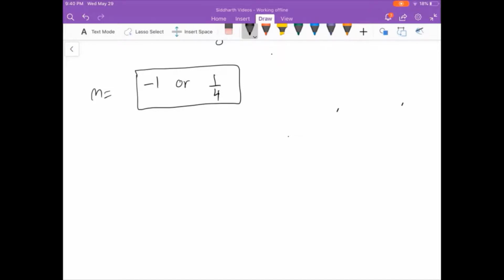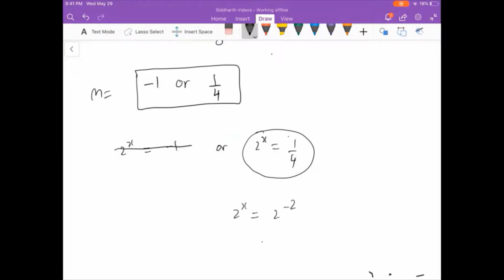Because m is equal to 2 to the power of x, we get 2 to the power of x equal to minus 1 or 2 to the power of x equal to 1 by 4. Because 2 to the power of any number cannot be negative, this solution does not work. So this is the only solution. Now in this equation, 1 by 4 can be written as 2 to the power of minus 2. So 2 to the power of x is 2 to the power of minus 2, leaving x as minus 2, which is our answer.